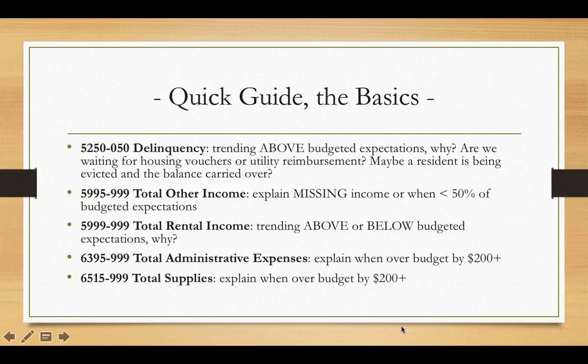Total administrative expenses and total supplies, pretty straightforward here. If you're over budget by $200, let us know. If you're under budget by $200, don't even waste your time. Save yourself that explanation. Move right on along to the next section of your report.